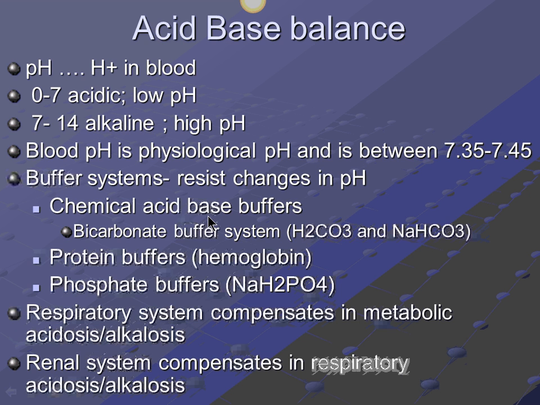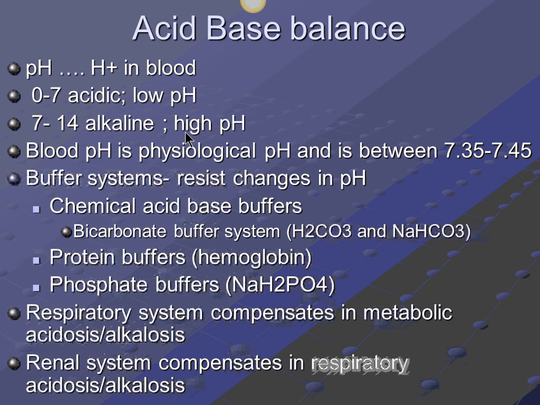Let's look at acid-base balance. pH is a measure of the free hydrogen ions in blood. From 0 to 7, it's acidic, and we say it's a low pH. 7 is the neutral pH. From 7 to 14 is alkaline or basic, and we often say that's high pH.